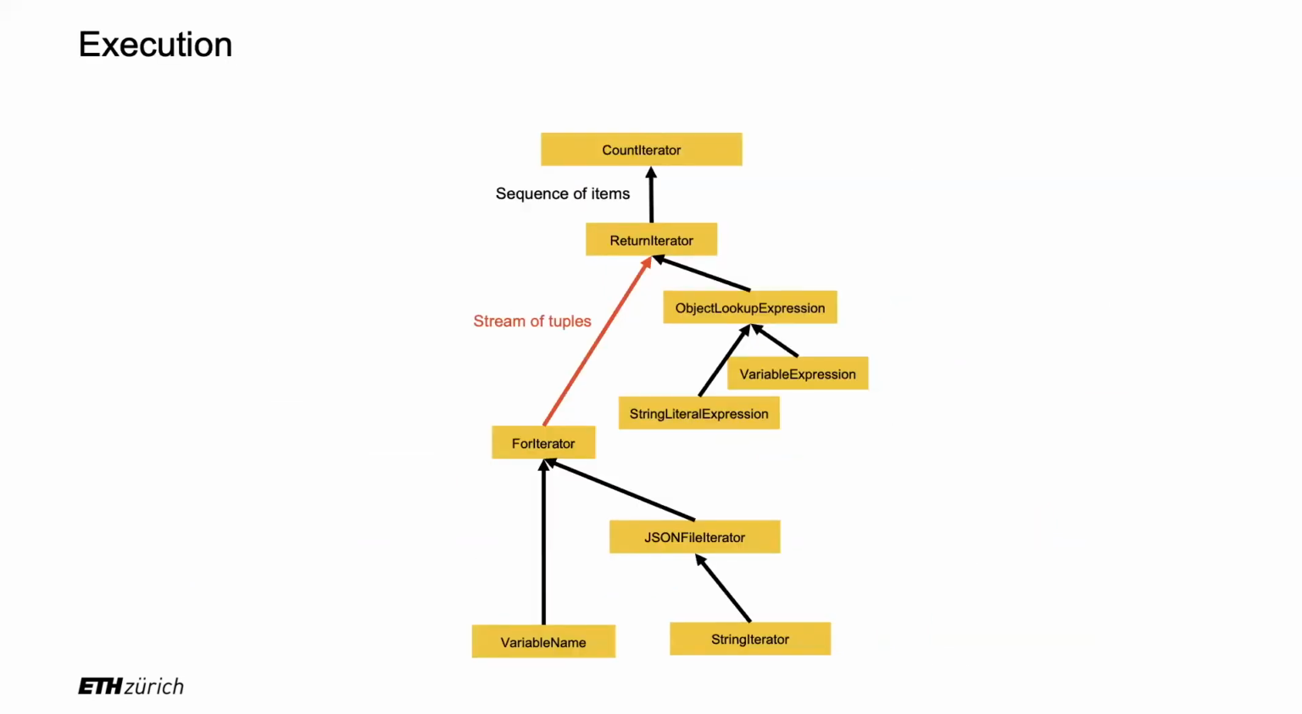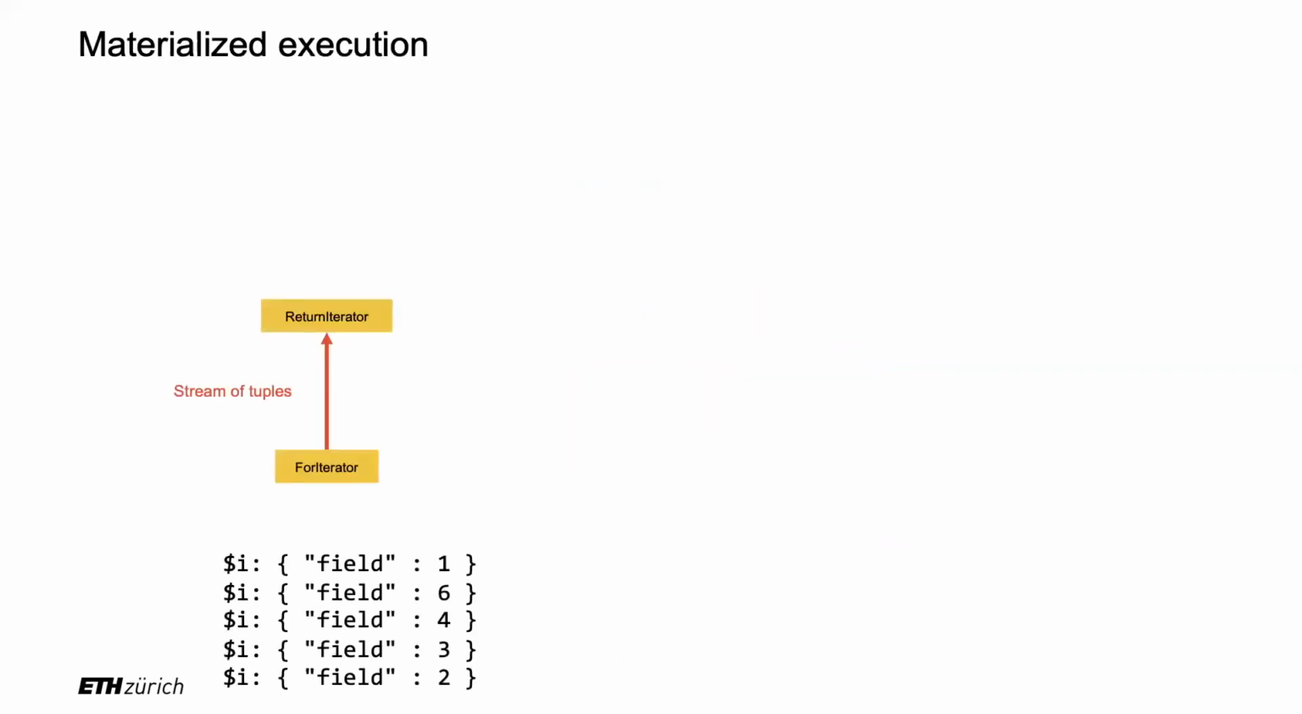So the execution then is going to happen like that, where you can see that there are sequences of items between the expressions and between the clauses. The clauses are not expressions, be careful: for clause, let clause. They manipulate streams of tuples. So in this tree, you have streams of tuples and sequences of items. Now, what's going on is that RumbleDB, because it's a functional and declarative language, can decide how to execute.